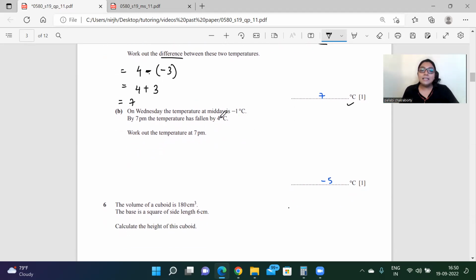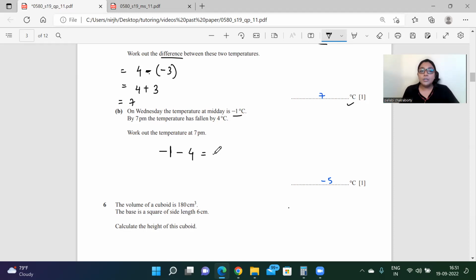So on Wednesday, the temperature at midday is -1 degree Celsius. By 7 p.m., the temperature has fallen. So you have -1 already. Then it falls. That means, again, you subtract. It falls by 4 degrees Celsius, so you subtract 4 degrees Celsius.